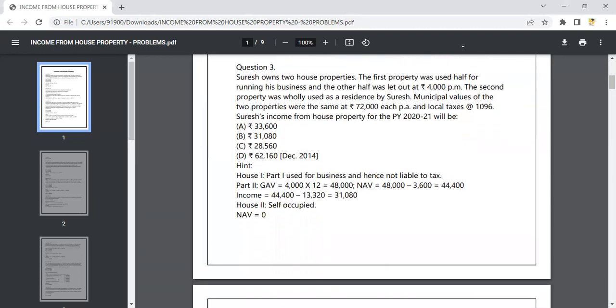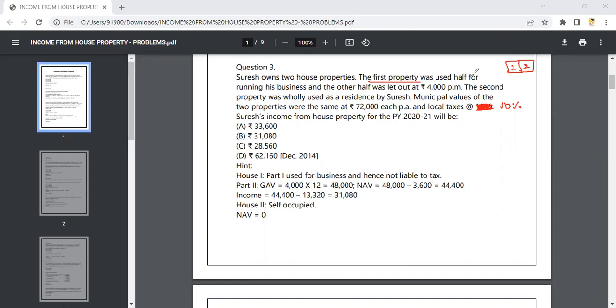And here is the next question. In this question, a small correction. I have made a typing mistake. Here, the local tax you have to write as 10%. That's the change you have to make. It's actually a typing mistake, I'm sorry for that. Here, Suresh is one person who is the owner of 2 house properties. This is the first house property, and this is the second house property.